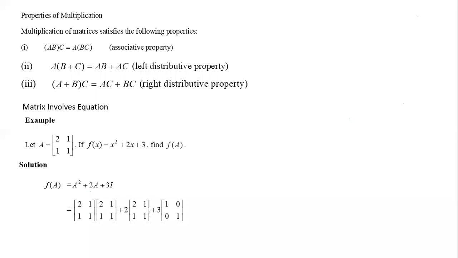Look at the solution. A squared. My A is 2, 1, 1, 1. Then I multiply it: 2, 1, 1, 1 times 2, 1, 1, 1, plus 2A. 2A will give me 2 times 2, 1, 1, 1, plus my 3 is a constant. Then I multiply it with an identity matrix, 1, 0, 0, 1.